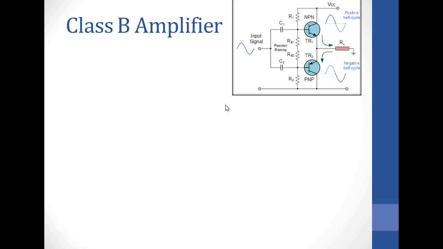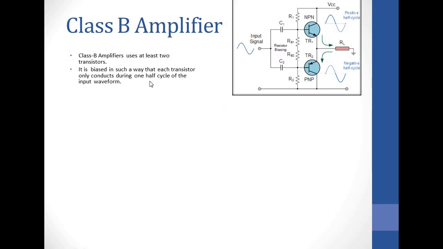So let's look at the class B amplifier. It uses at least two transistors, and each transistor operates for half the cycle. And then for the other half, it will be switched off, therefore reducing wasted power in the form of heat.